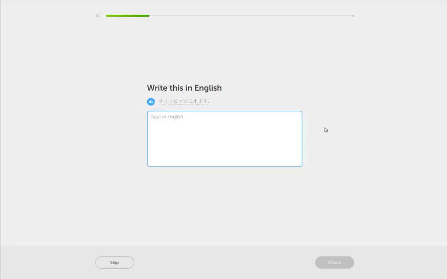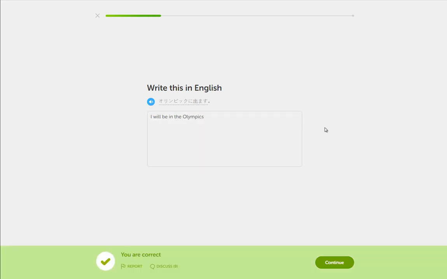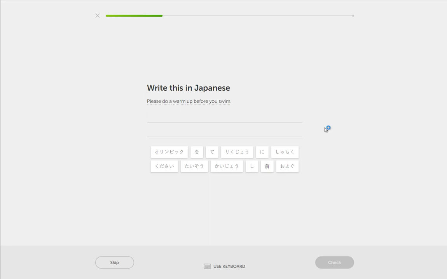Olympic ni demasu, that's the same one that we had just now. Please do a warm-up before you swim. So we had that one too. So it's oyogu no mae ni, or oyogu mae ni. Taiso? Taiso? Wo shiteimasu. Shite kudasai.